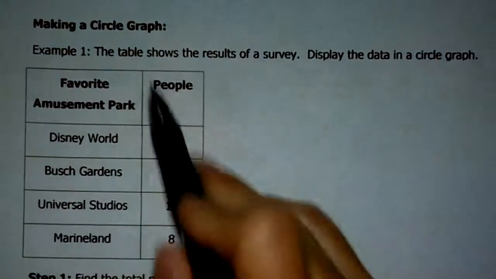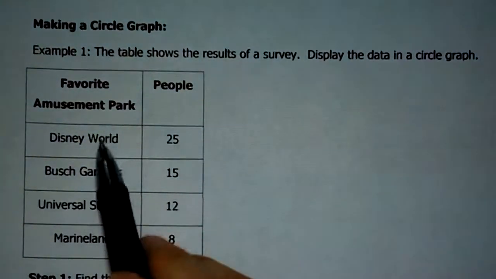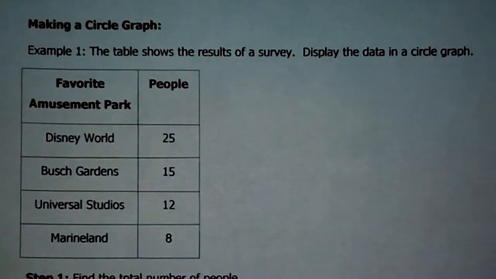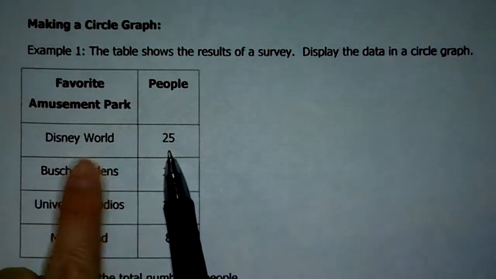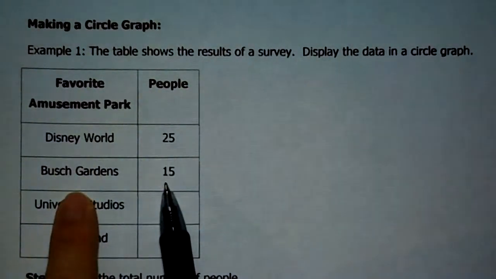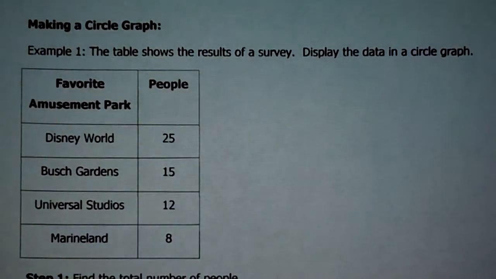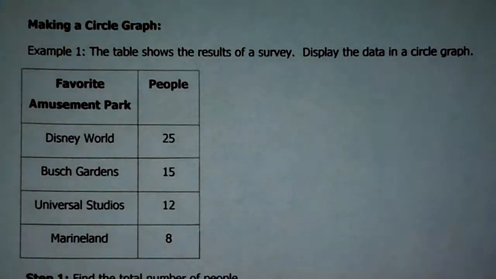Okay, so this table shows the results of a survey. Display the data in the circle graph. We have favorite amusement park, and I didn't actually go out and collect this data. I just got this data from the book. But in this survey, 25 people said Disney World was their favorite, 15 said Busch Gardens, 12 said Universal Studios, and 8 said Marineland, which honestly I don't even know what that is, I'm guessing something with water. Water's always fun. So these aren't percentages. These are just number of people, right?